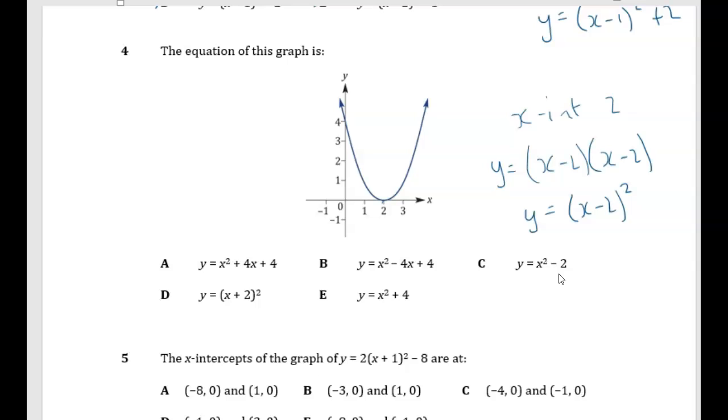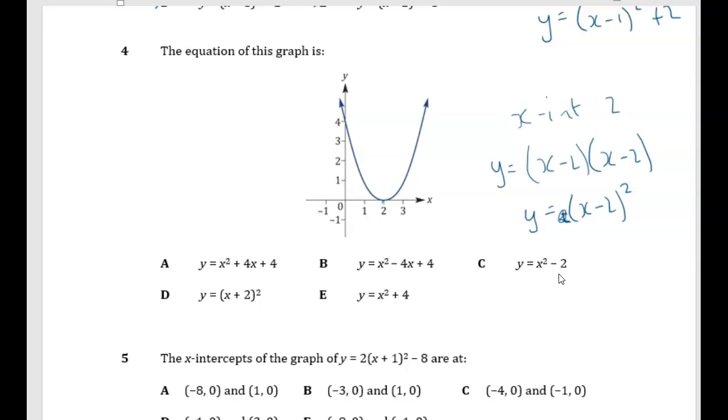Now, looking at whether it's narrower or wider, I'm not doing that for this one because I'm looking at all the options and there's no coefficient for x squared. So that means a must be equal to 1. But if not, I do the same as what I did in the previous question. I would put an a in and then substitute a point in, so I would substitute in this y-intercept, which is (0, 4). But I know a is 1, so I'm just going to leave it as x minus 2 squared.